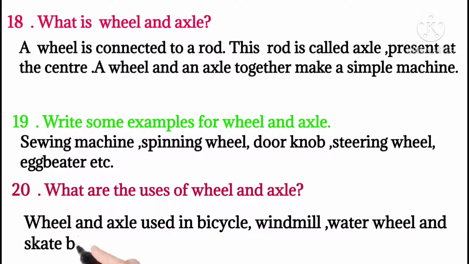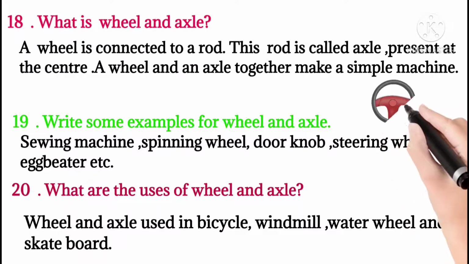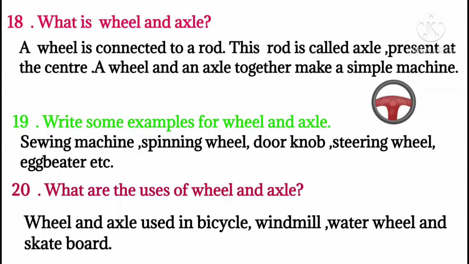20. What are the uses of wheel and axle? Wheel and axle are used in bicycle, windmill, water wheel and skateboard. They move together. This is a steering wheel. This is an example of wheel and axle. Pizza cutter is also an example of wheel and axle.